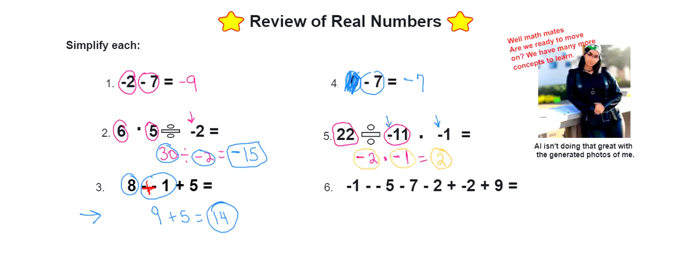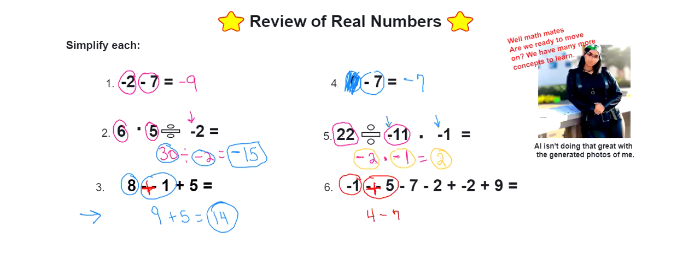How we doing, math mates? Let's take a look at the last one. -1 minus a -5. Right away, I'm going to change that to a plus. -7 minus 2 plus -2 plus 9. All right, here we go. So I've got a -1 and a +5. The signs are different, so subtract the numbers. 5 take away 1 is 4. The 5 is bigger and is positive, so it's positive.